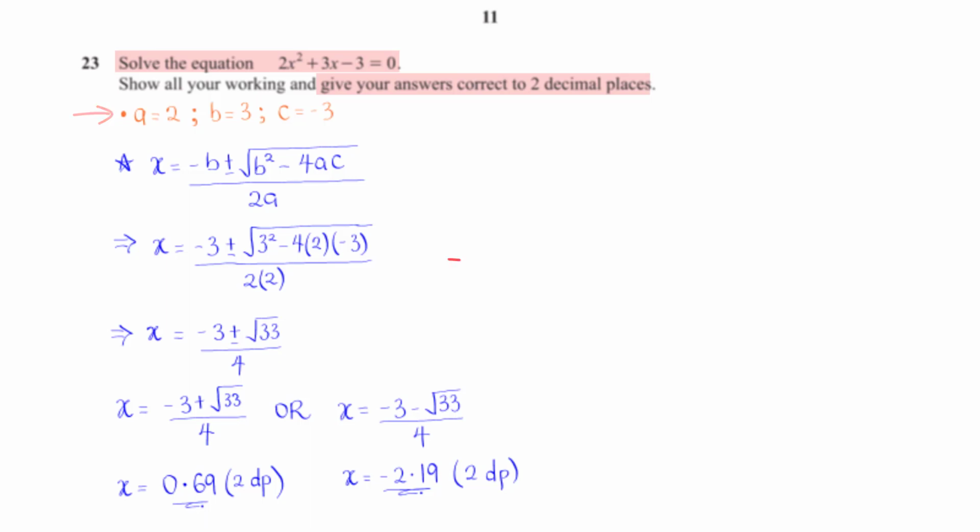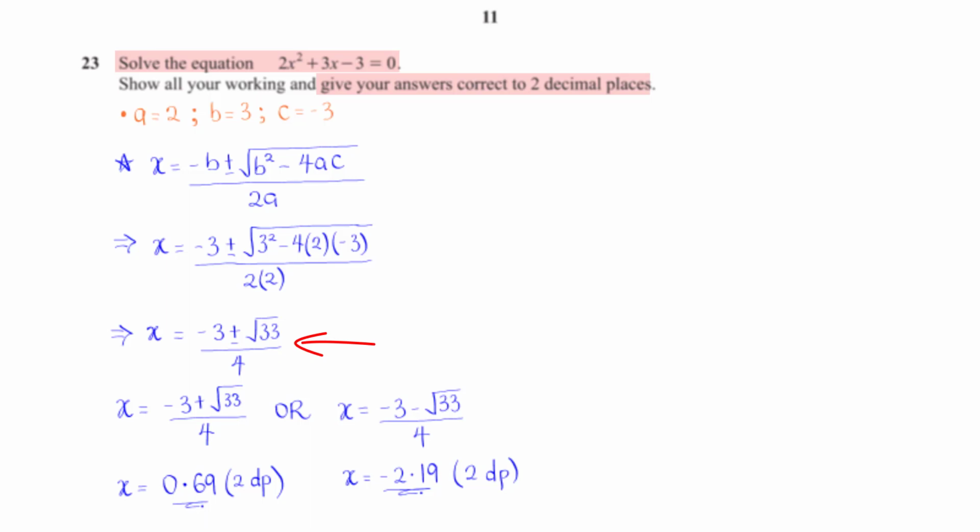And so we have x is equal to negative 3 plus and minus square root of 3 squared minus 4 times 2 times negative 3 all divided by 2 times 2. 3 squared minus 4 times 2 times negative 3 gives us 33. And so we have negative 3 plus and minus square root of 33 divided by 4.